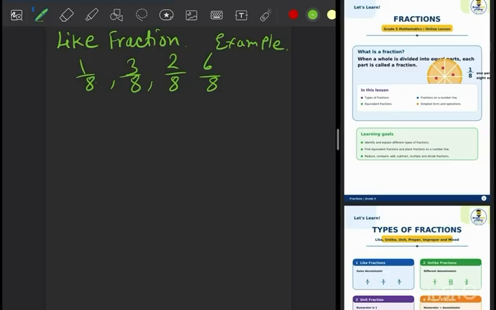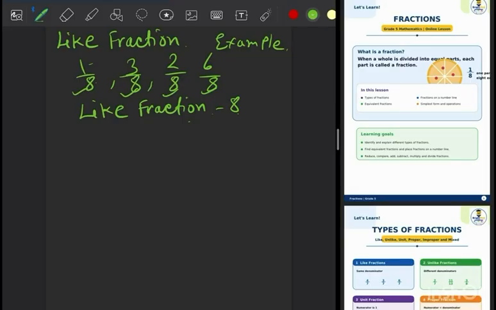Here, in all the fractions, the denominator is the same. These are called like fractions. The numerators are different but the denominator is the same. They are like fractions because they have the same denominator, 8. The denominator can be any number but it is the same.